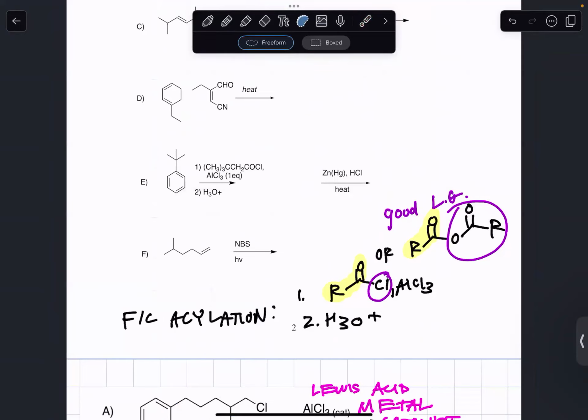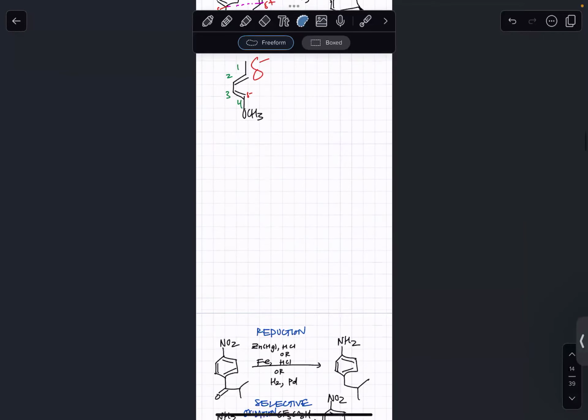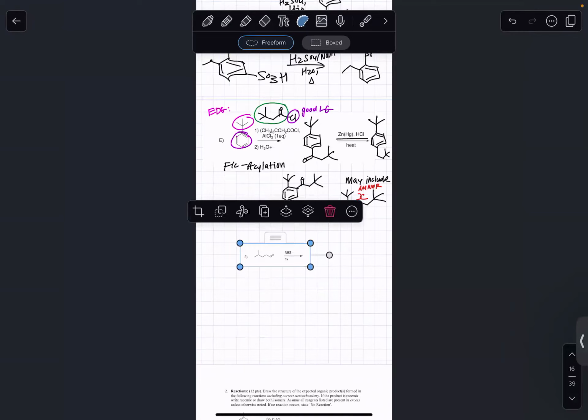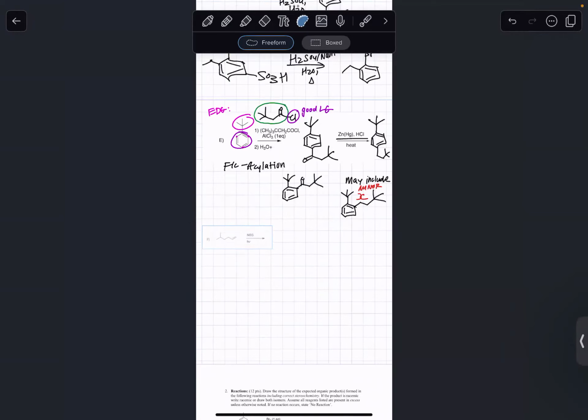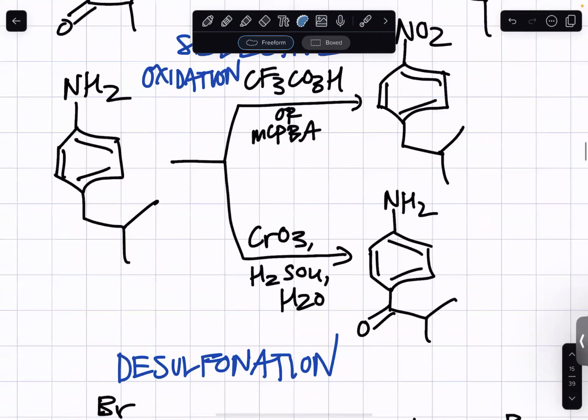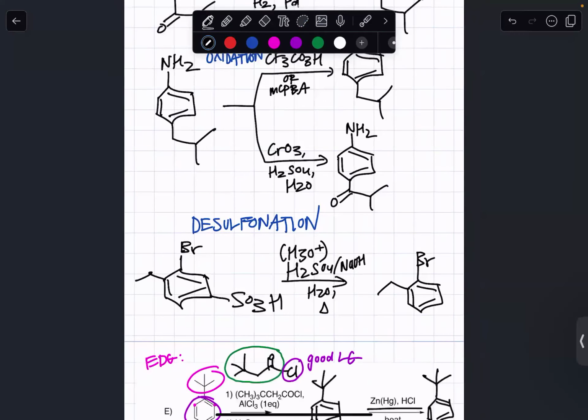Let's do this one. So when you see NBS or NCS, we're gonna add a halogen, but what atom specifically is the halogen gonna be added onto? Like what position? Can we use H3O plus? Yeah, instead of H2SO4, you could also use H3O plus as well. H3O plus, water and heat. That would work as well.